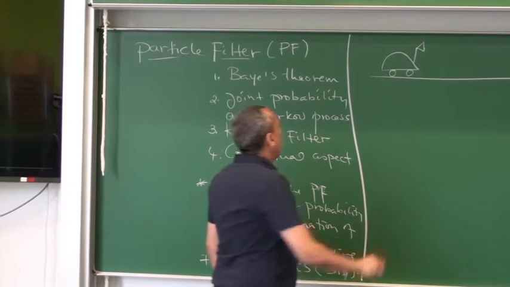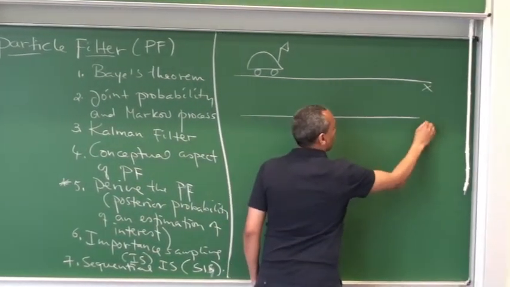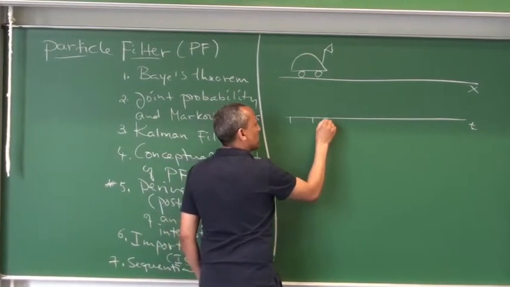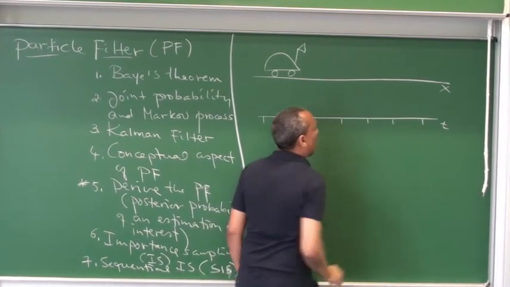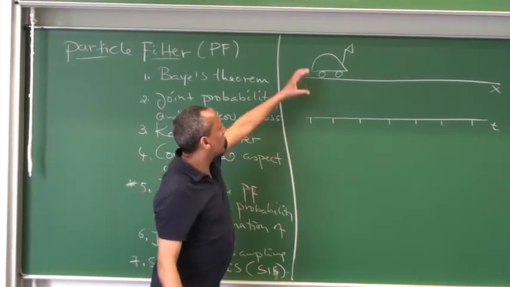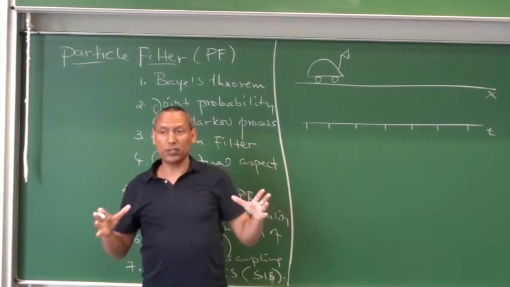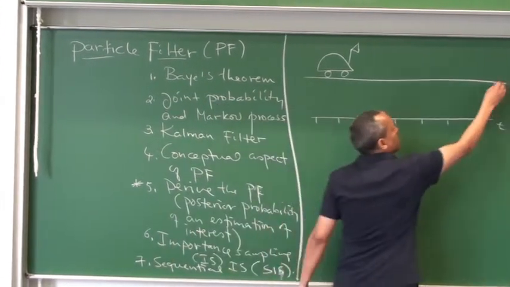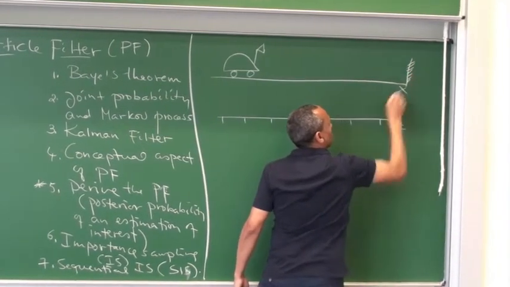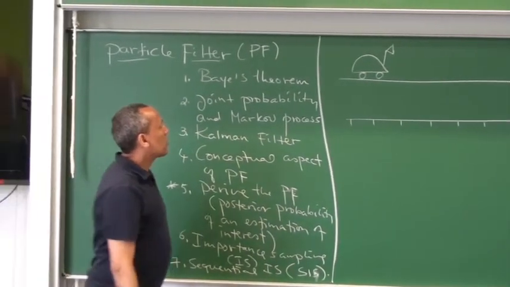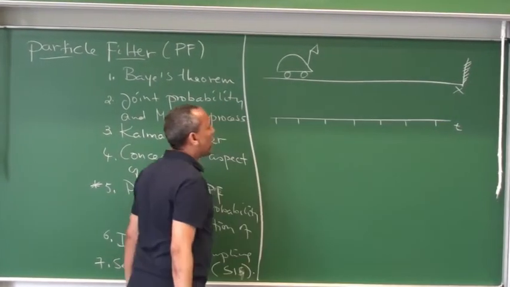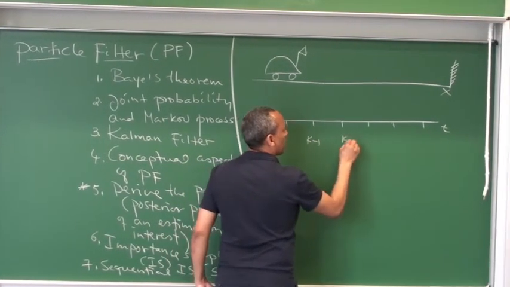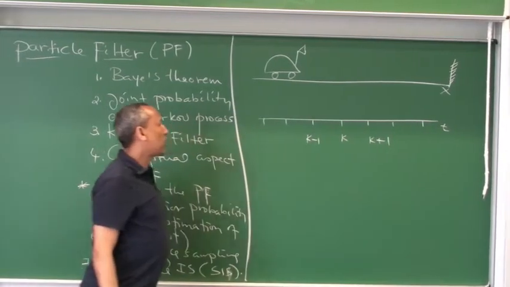This is the distance the mobile robot should estimate in order to localize itself in the room. On the time axis, suppose we take samples at some intervals, and the robot, based on whatever information it has at its disposal, tries to estimate how far it is from a certain target. Here, for example, let's just take only three time instances or sampling instances: k minus 1, k, and k plus 1.